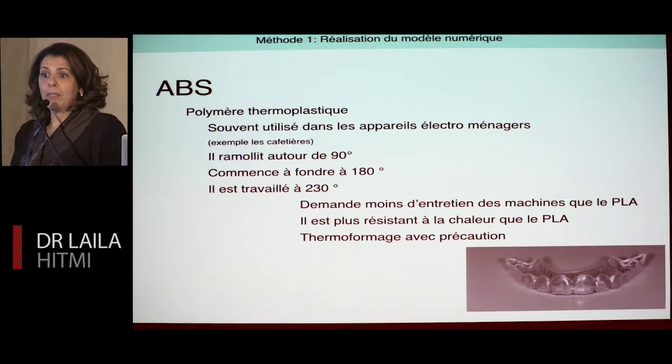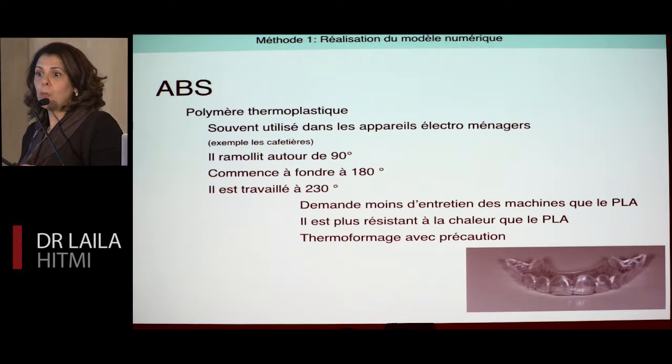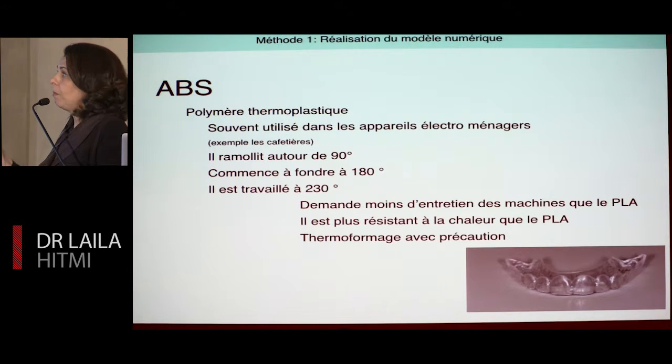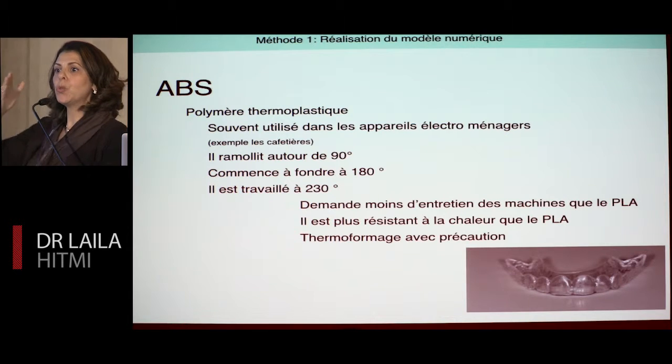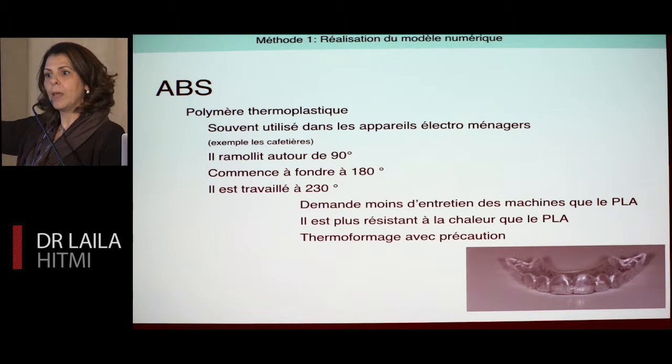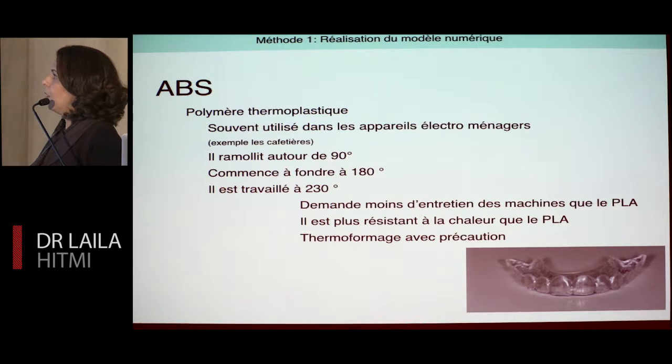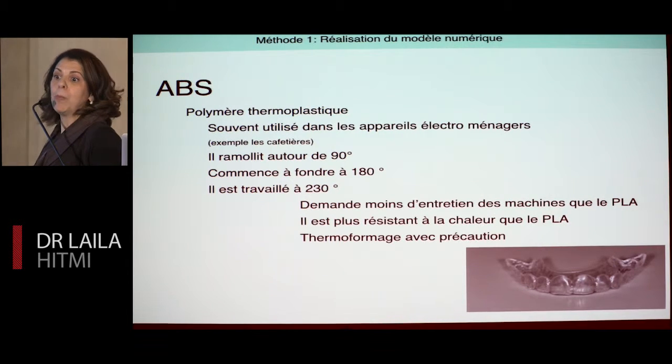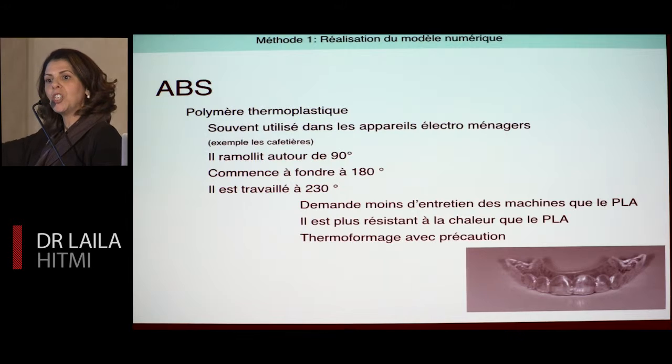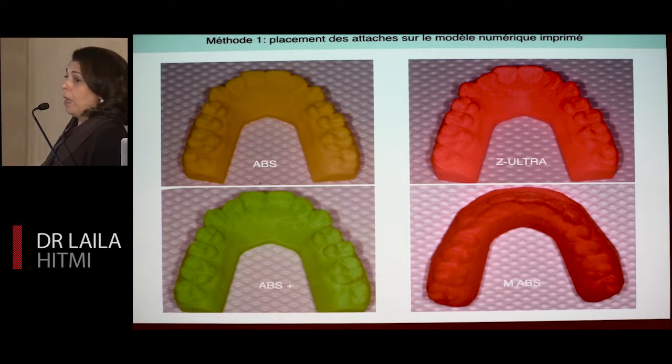So in that case, choose ABS. ABS is a plastic. It's the same plastic that we use for coffee machines. It's not biocompatible, I grant you that. However, you're not going to put it in the patient's mouth anyway. It will become soft at 90 degrees, it starts melting at 180 degrees, and you work it between 230 and 270 degrees. There's the AIM ABS that reaches 270 degrees. So for our positioners, for thermoforming, no problem. It is less brittle than PLA. Take-home message, forget about PLA, choose ABS and a filament printer.